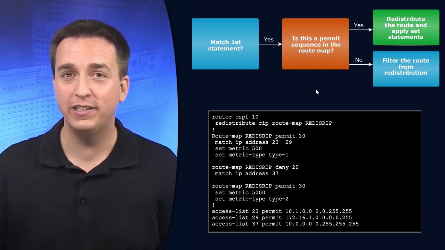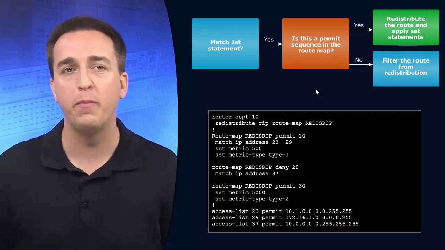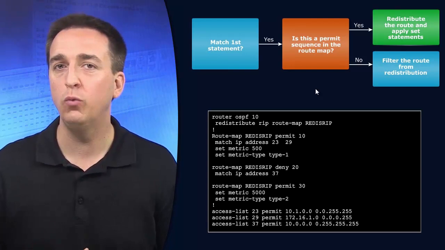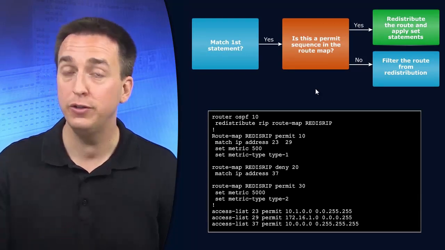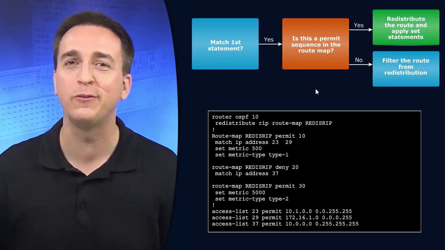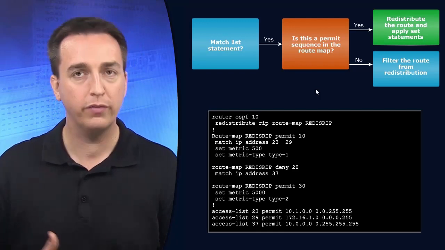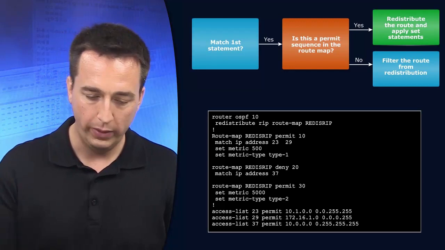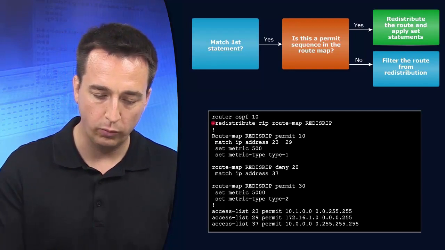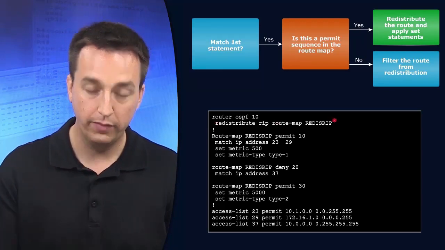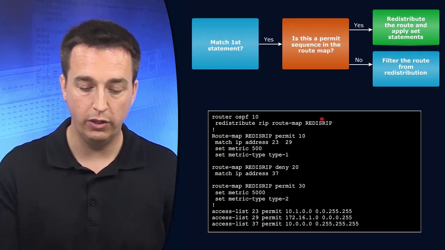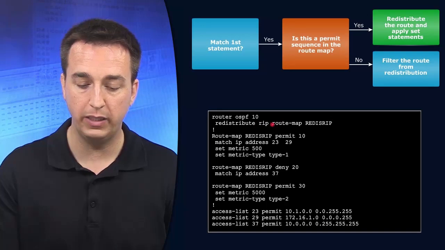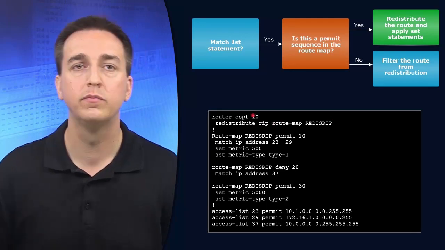Hopefully you've had a chance to go through these route maps and come up with sentences that explain each and every single one of them. And if you were able to do that, then you can perfectly read a route map. But for those of you who had trouble, follow along with me. We have this route map called redistribute rip that has been applied to the OSPF routing process to control those rip routes that are being redistributed into OSPF.